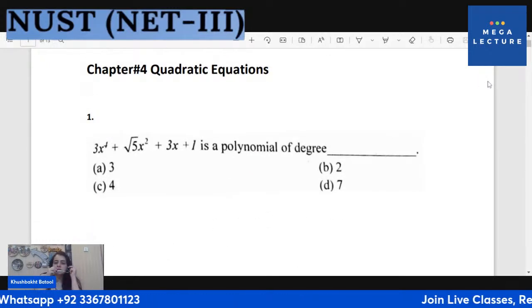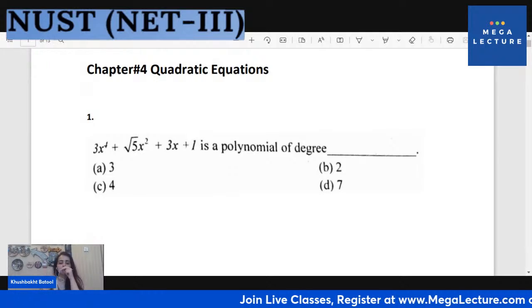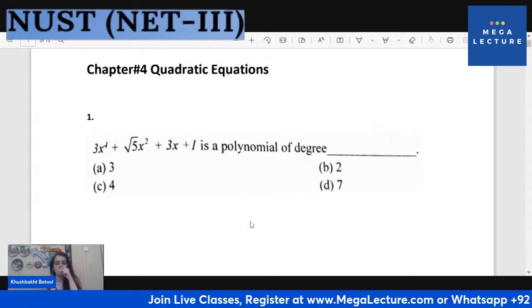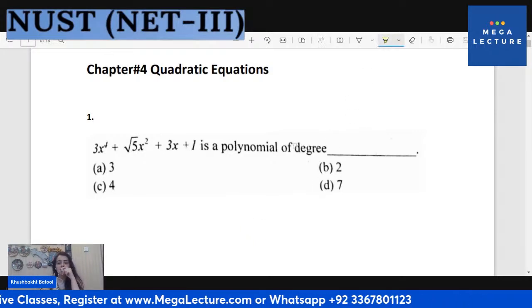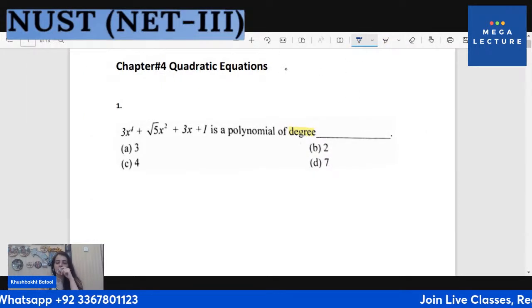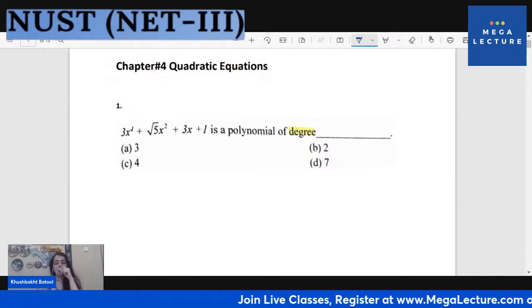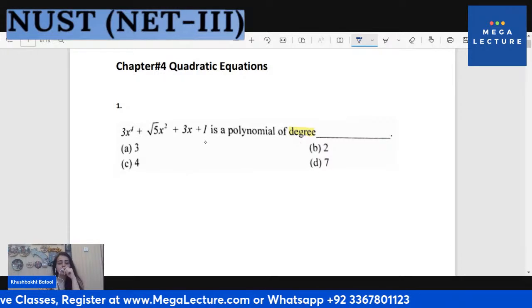It says 3x to the power 4 plus under root 5 x squared plus 3x plus 1 is a polynomial of degree. So basically, we are interested in finding the degree of a polynomial. It's very simple. You need to understand one thing. Whenever the question is about degree of a polynomial, you find the highest power of the variable. Okay.